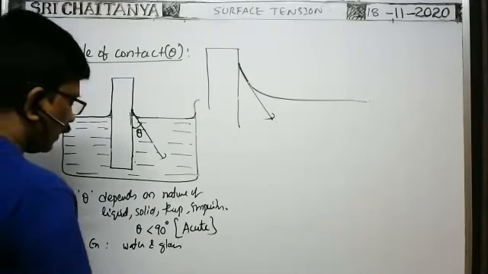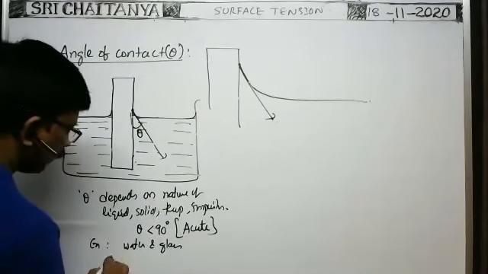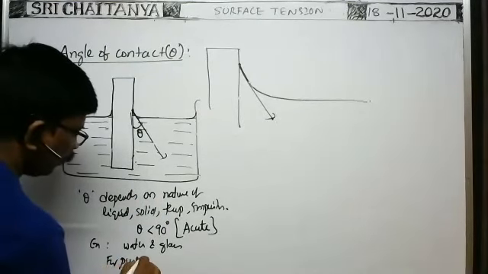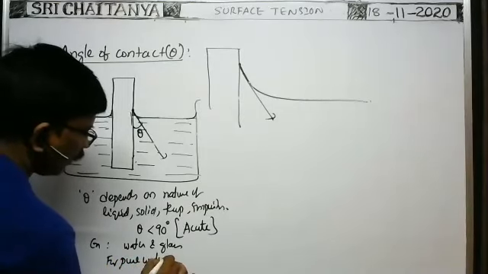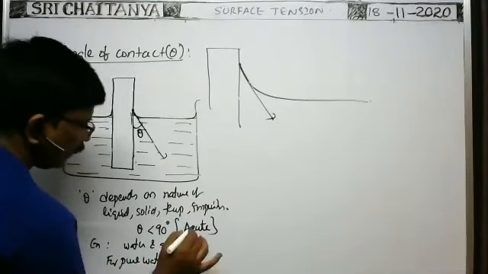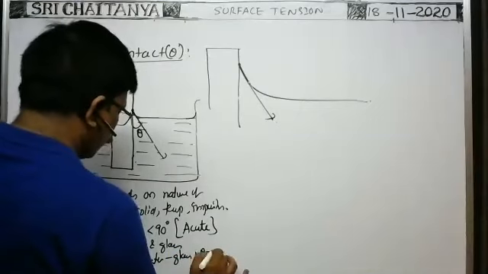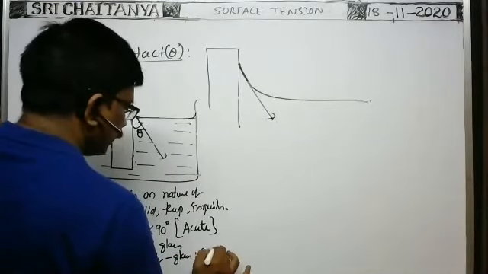For pure water and glass, for the pure water glass interface, the angle of contact theta is equal to 0 degree.